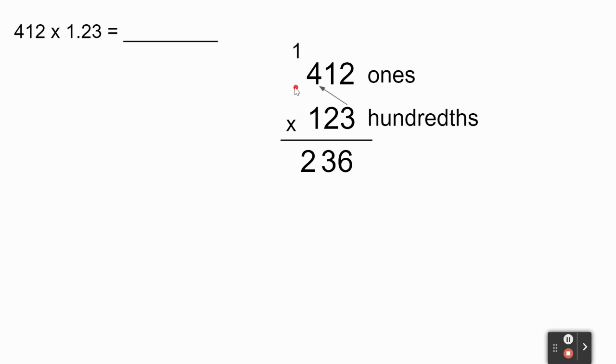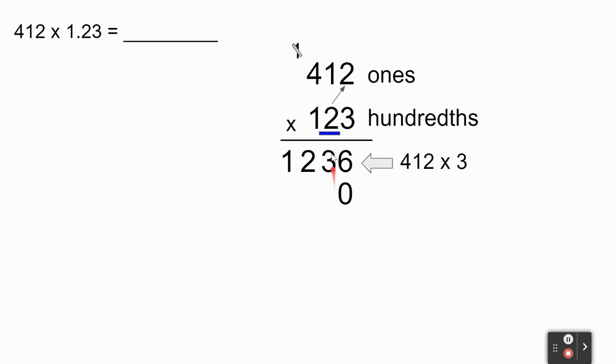Since there are no thousands, we can just bring that 1 down. So 412 times 3 is going to be 1,236. Now we're going to multiply 412 times 20, since the 2 is in the tens place. So before we even start multiplying, we need to put a 0 in the ones place, so our answer will start in the tens place.